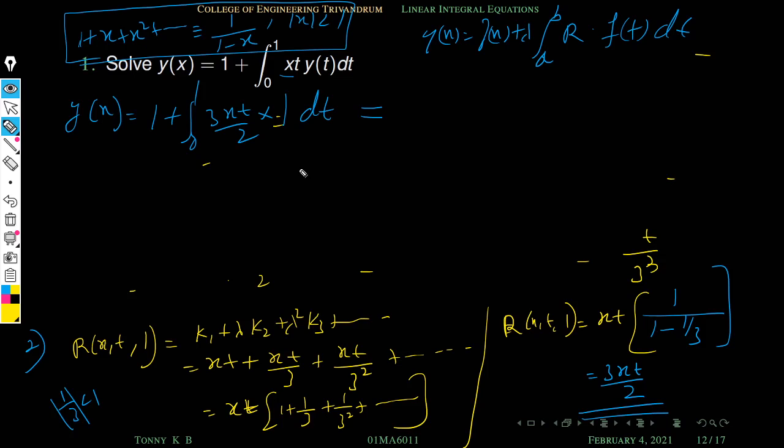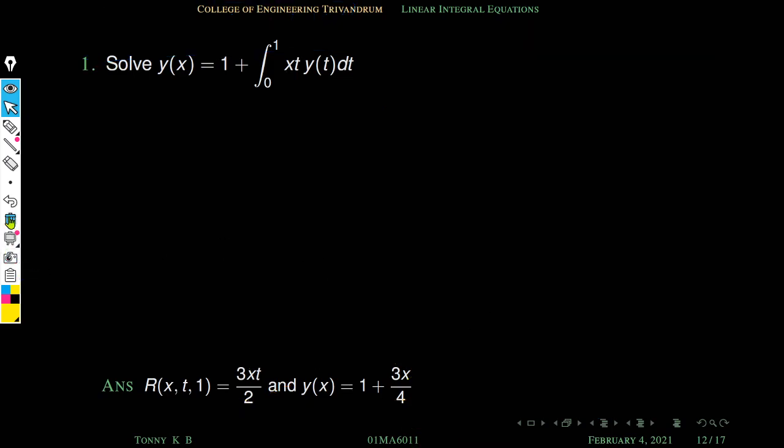One plus 3x by 4. Yeah, I think 1 plus x by 4. Yeah, 1 plus 3x by 4, right? So on simplification, we get y(x) equal to 1 plus 3x by 4. Okay, so the one limitation of this problem is the iterated kernels.